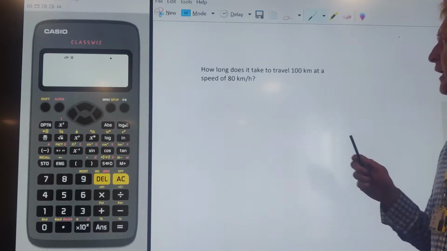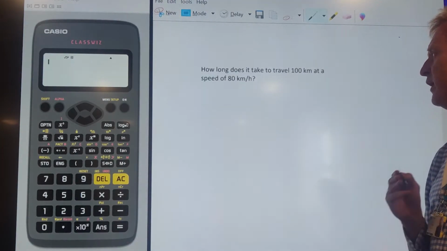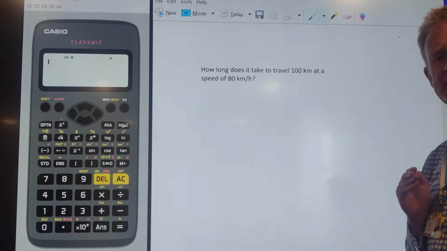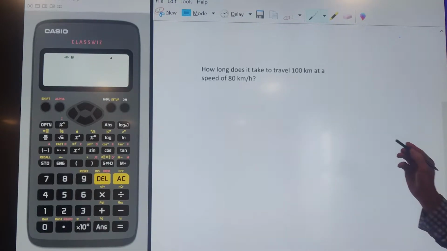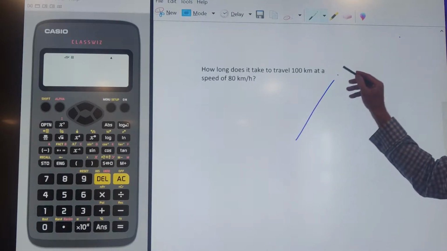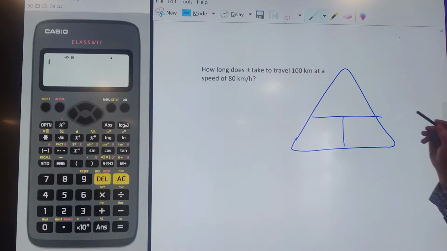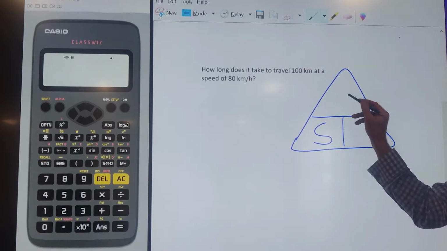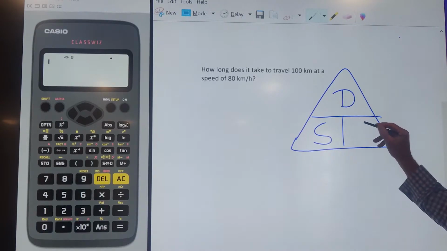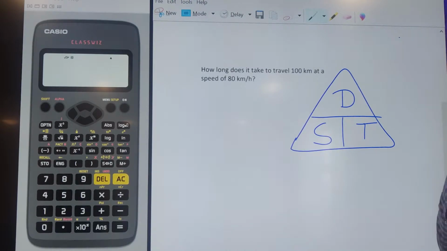We're looking at a speed, distance, time question here. We're being asked how long does it take to travel 100 kilometres at a speed of 80 kilometres per hour. Now if I'm doing a question on speed, distance, time, I always remember to draw my triangle first, my speed, distance, time triangle. I'm putting speed down here, that's my distance, and that's my time. Okay, so that's how I'm writing this triangle out.